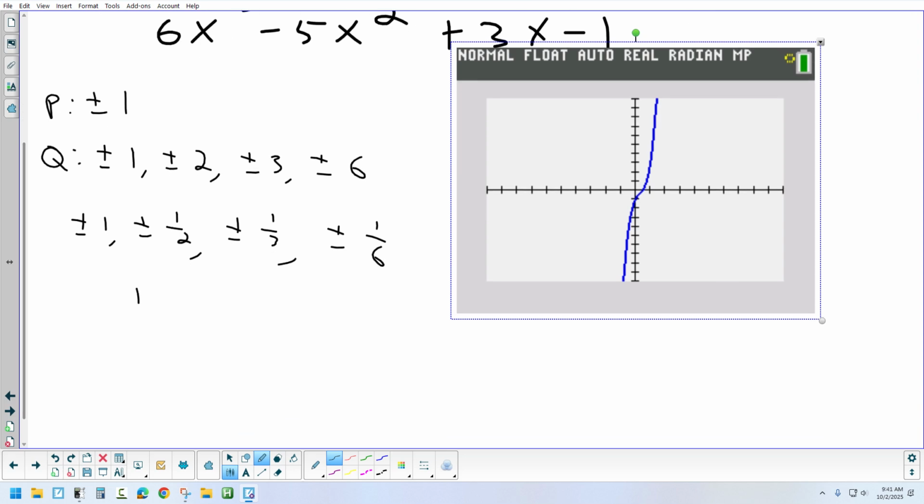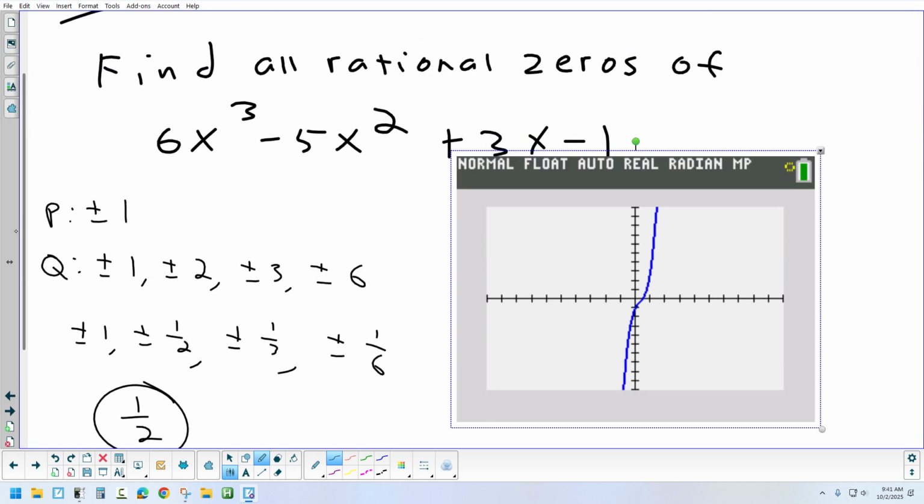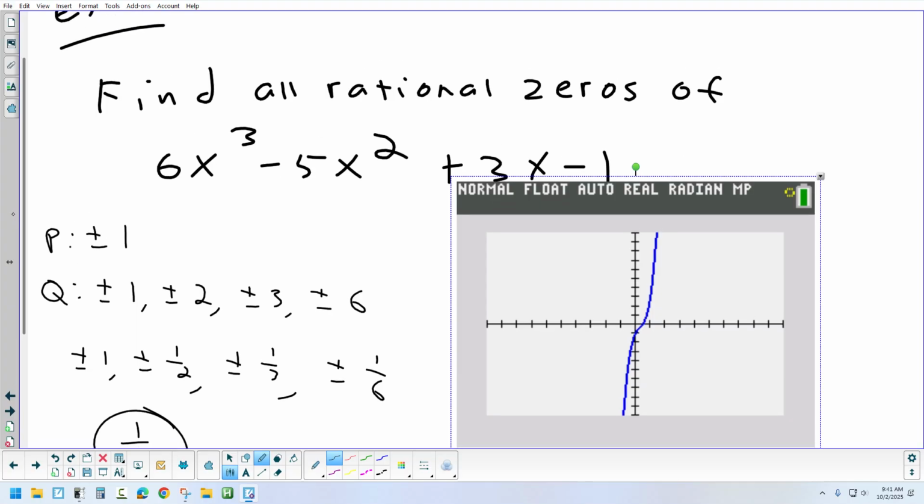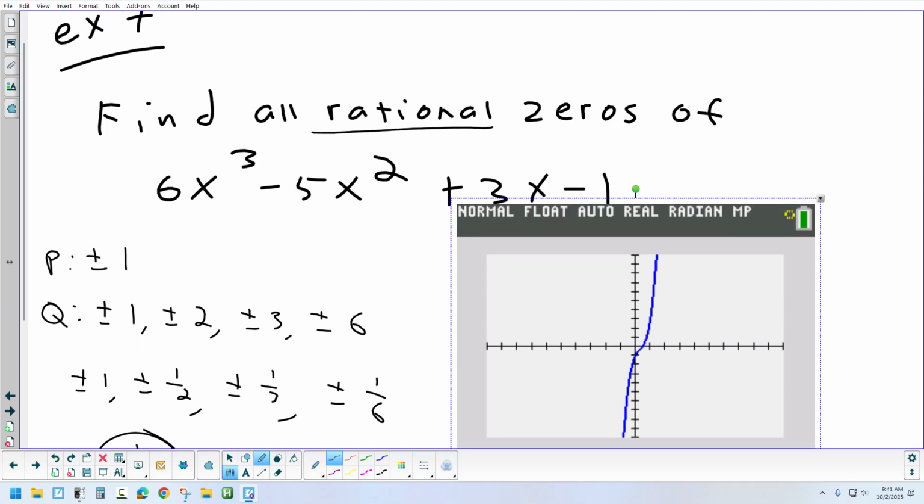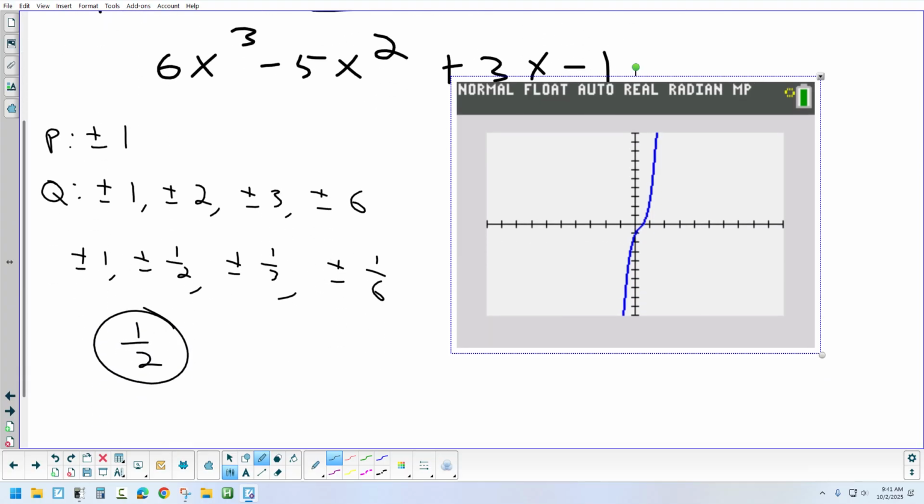So 1/2 is the answer. Now, if they wanted me to then find the irrational zeros, I would have to divide through by 1/2 synthetically, and this cubic would turn into a what? Quadratic. It would turn into a quadratic, and then I could use the quadratic formula to find the other answers. They might come out real, they might come out imaginary. Probably going to come out imaginary in this case because I don't see the graph coming back down and crossing the x-axis again.